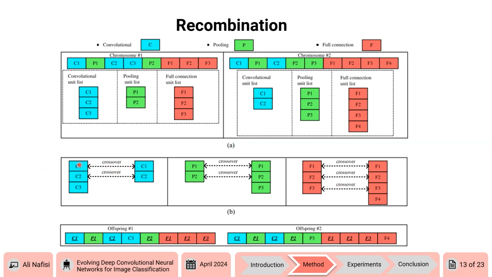So we exchange the value of C1 with the C1 of the second chromosome. We do this until we reach the end of one of these two. So here we have only two convolutional layers from the second chromosome. So this third one from the first chromosome is kept unchanged, but the first two will exchange their values. This also happens for the pooling layers and for the fully connected layers. That will result in two offsprings.